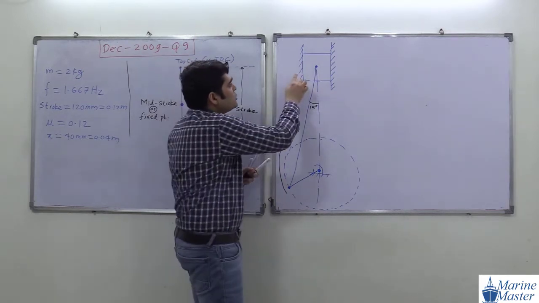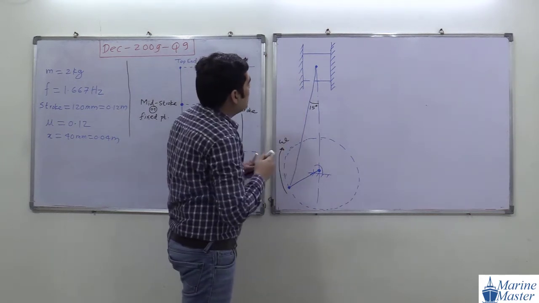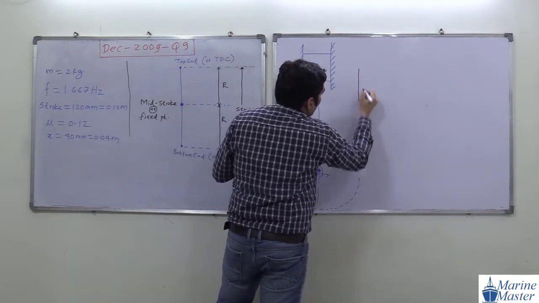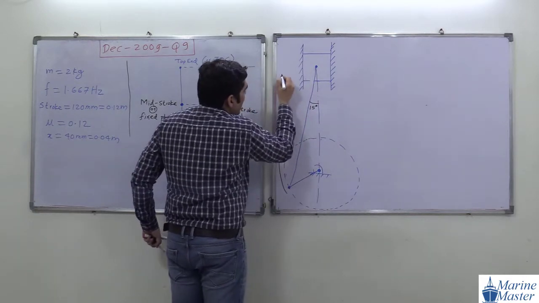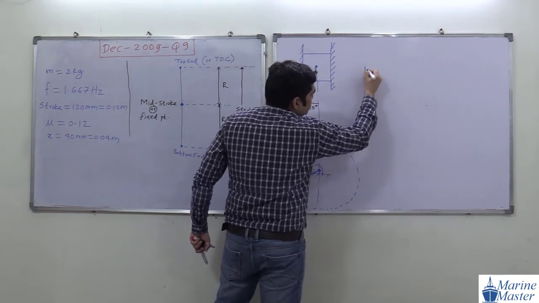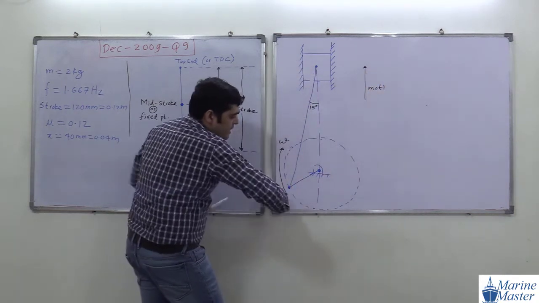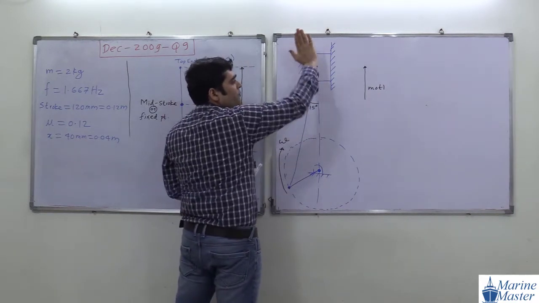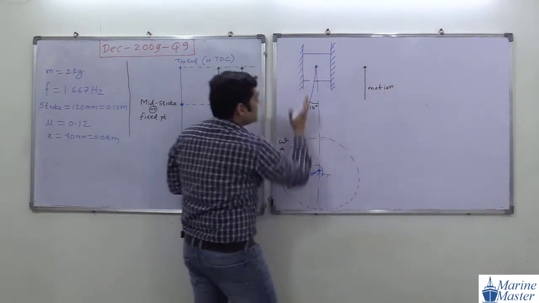According to this drawing, how is the motion of the block? The motion of the block is upward. Means for this current scenario, when the crank is rotating like this, the block is going upward.